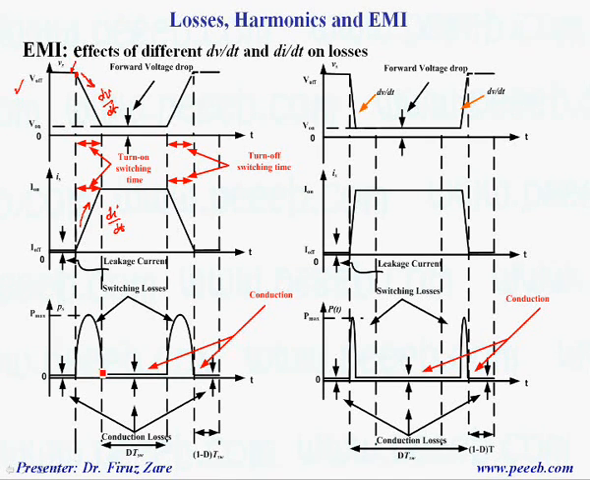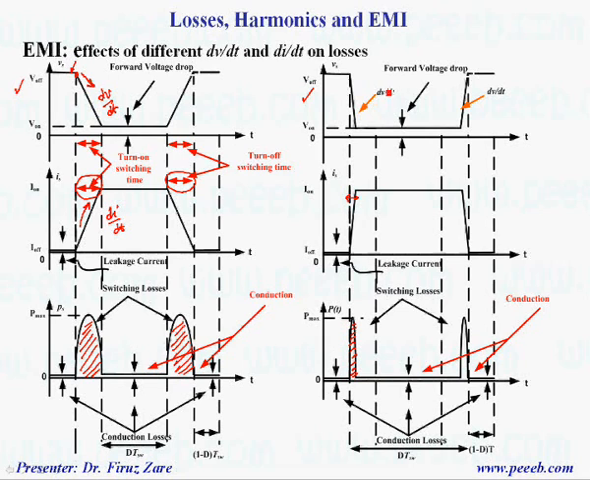And this area defines the switching losses associated with turn-on time, and the same scenario happens when the switch is getting off. So by decreasing the switching time, it doesn't matter whether the switch is getting on or off, we can control the losses. If you look at these voltage and current waveforms, by decreasing the switching time here, we can reduce the losses.